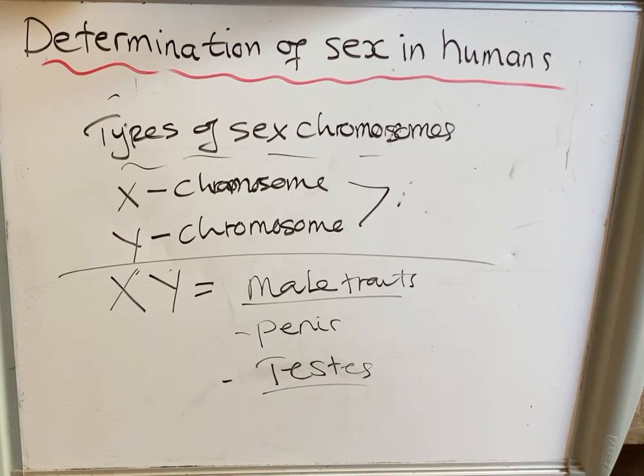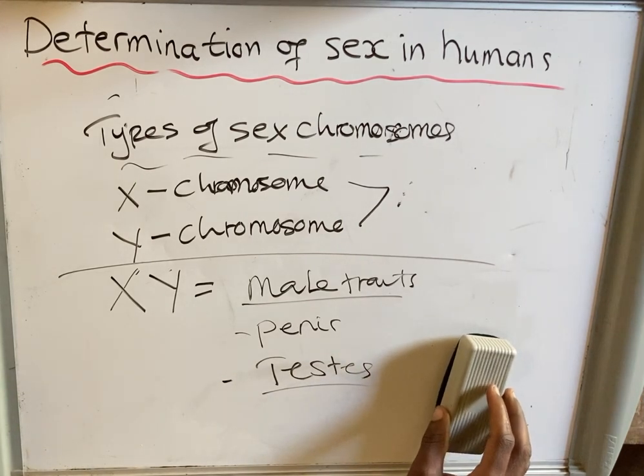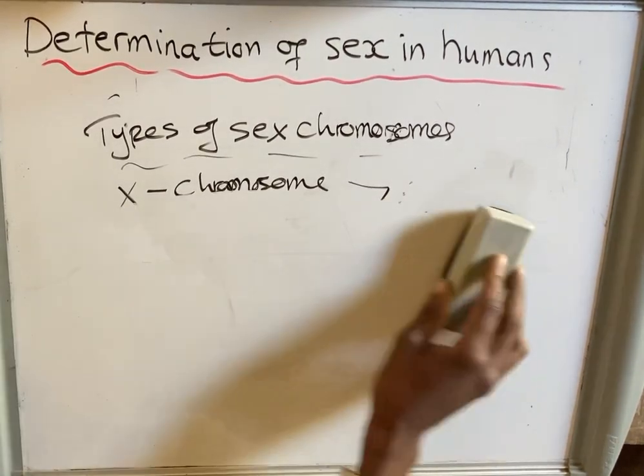Now, we need to represent this on the genetic diagram. We need to represent how an individual can inherit the XX and how the individual can inherit the XY. So let us show how an individual is determined to become a male or a female using the genetic diagram.